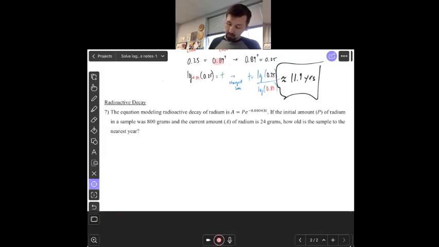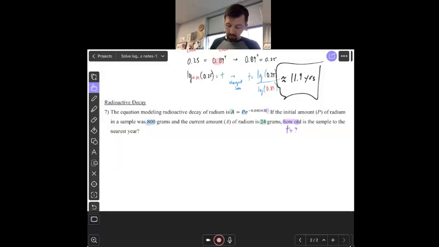So if the initial amount P of the radium was 800, so they're telling us that this P is 800, and then the current amount A is 24. How old is the sample to the nearest year? So how old? Well, that's a time question. How much time has passed? So t equals question mark. So there's our job. This is solve for t.